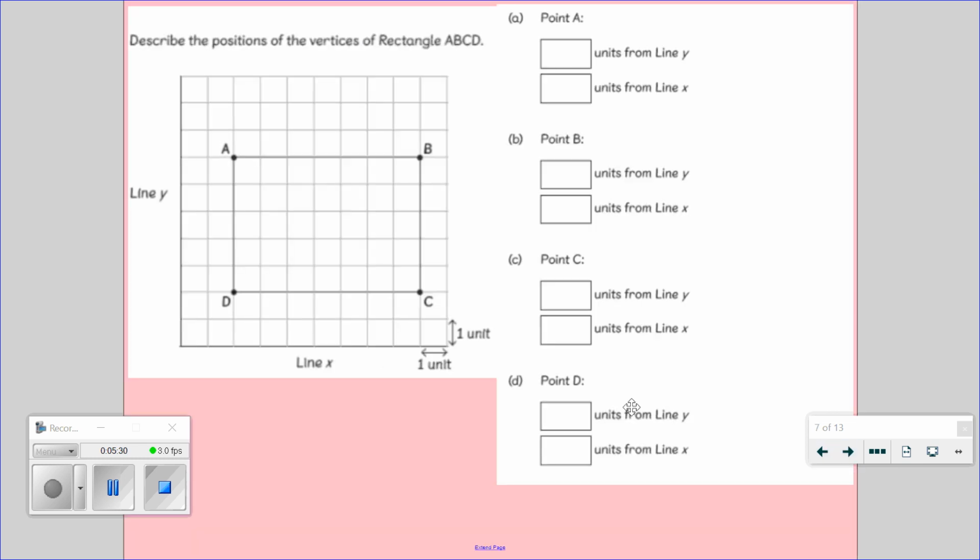And in question 2, you need to describe the position of the vertices or corners of rectangle ABCD and fill in these blanks here. So point A is how many units from line Y? And then how many units is it from line X?